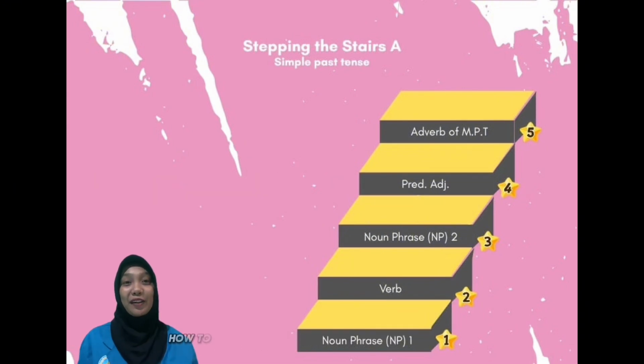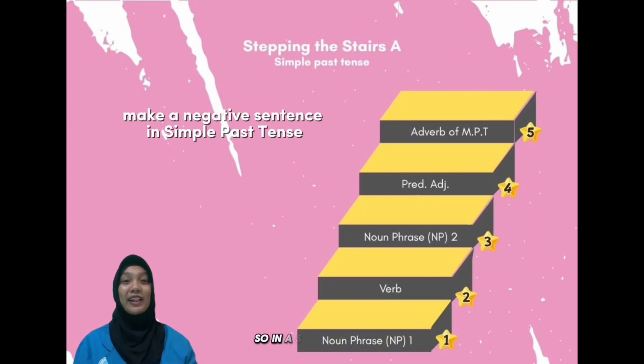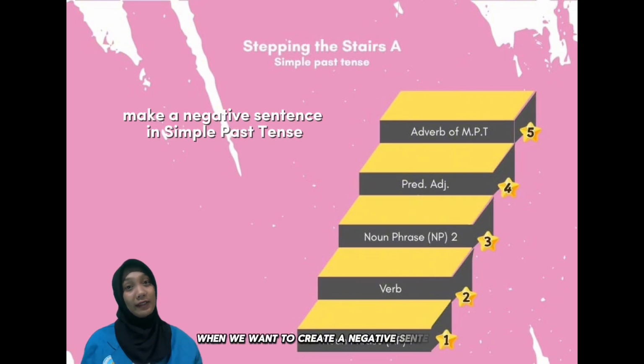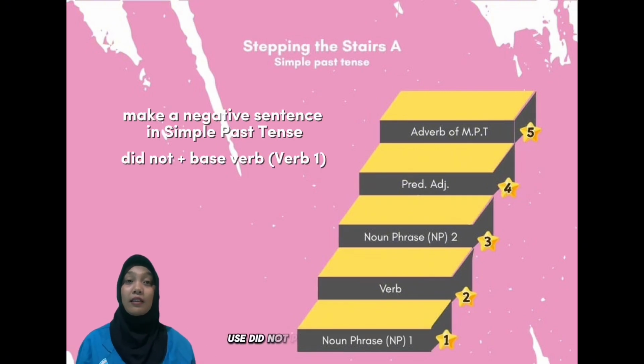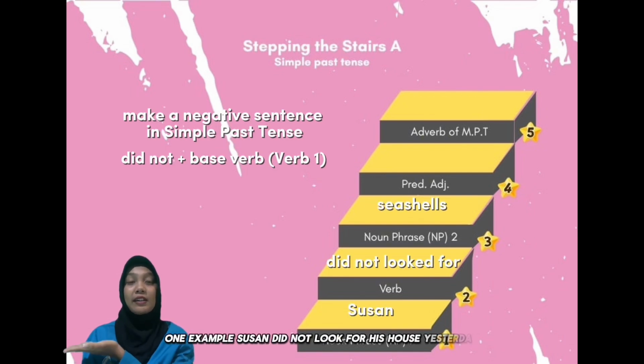Okay, now how to make a negative sentence in simple past tense. In simple past tense, when we want to create a negative sentence, use did not plus base verb, or verb 1. Example: Susan did not look for herself yesterday.